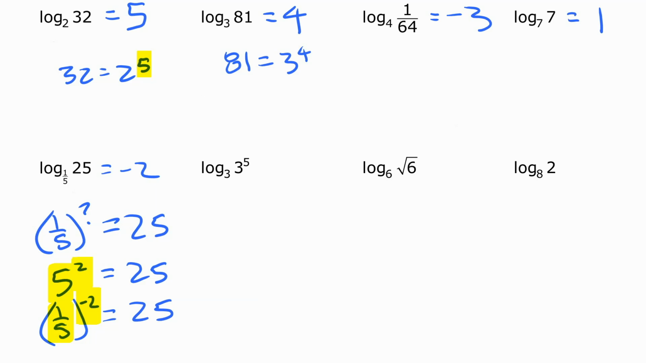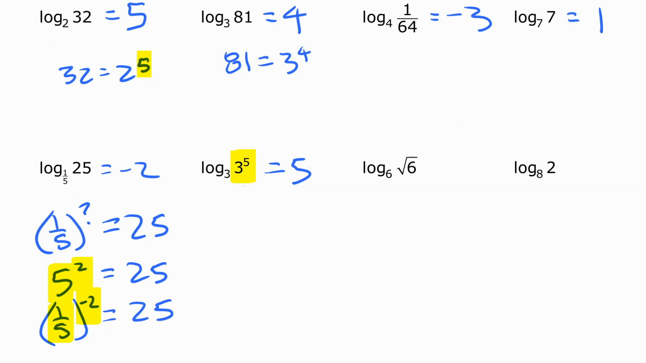Log base 3 of 3 to the 5th. This one looks a little more complicated, but it's actually set up so that you can just read the number right off of it. Because if we're saying the log base 3 of this thing right here, we're saying, how do you write this thing as a power of 3? Well, it already is a power of 3. It's 3 to the 5th. So if you're saying, what's the log base 3 of 3 to the 5th? It's just 5.